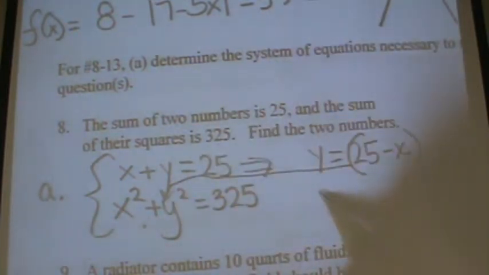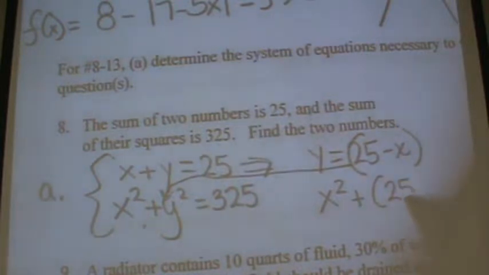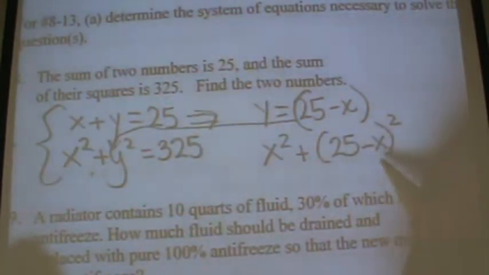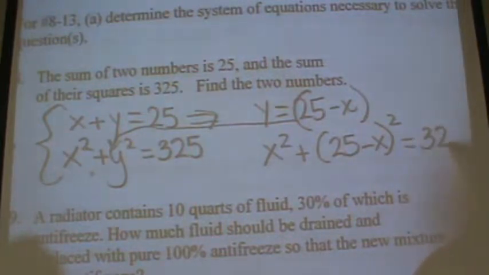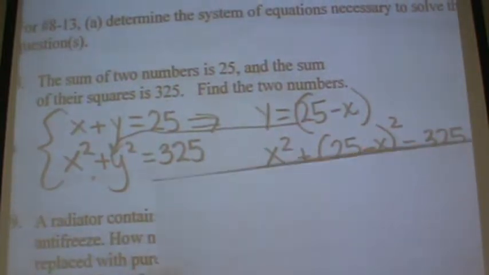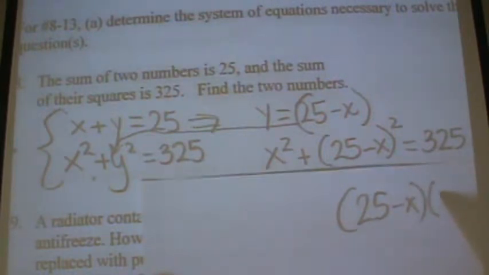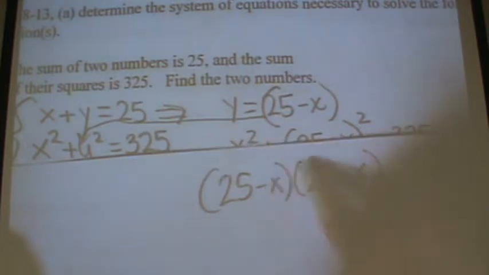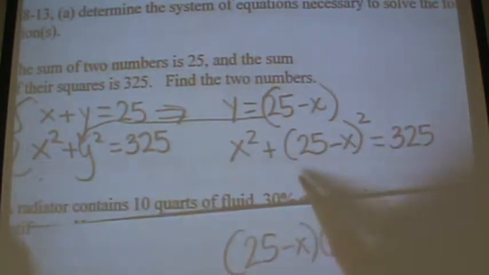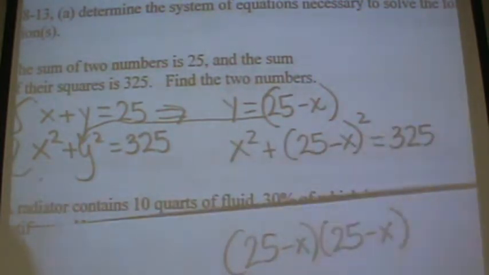And I had quite a few people ask me, well, aren't the x's going to cancel out? No, they're not. The reason they're not is because when you square this binomial, you end up with a positive x squared. You've got to think of this as 25 minus x times 25 minus x. A lot of you guys were asking me, well, don't they cancel? Well, when you FOIL this, you're going to get a positive x squared. And x squared plus x squared is really 2x squared.